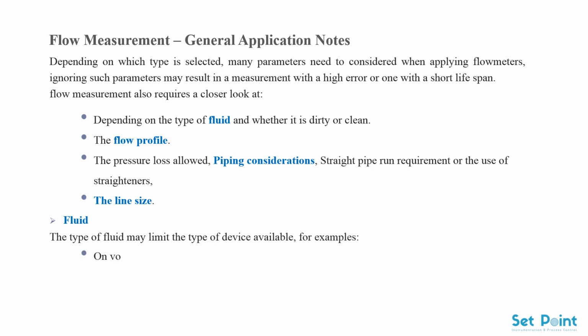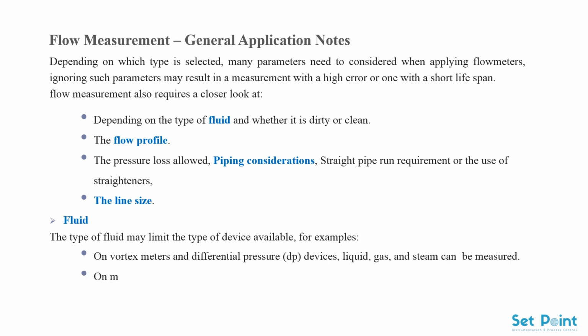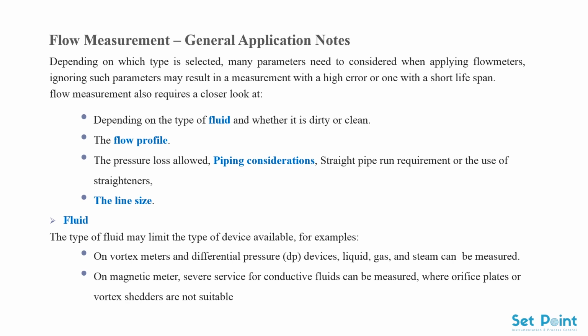For example, on vortex meters and differential pressure devices, liquid, gas, and steam can be measured. On magnetic meters, severe service for conductive fluids can be measured, where orifice plates or vortex shedders are not suitable. On most turbine meters, steam cannot be measured.